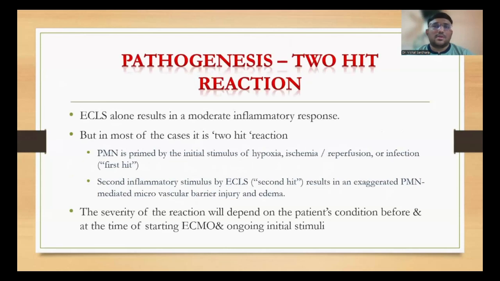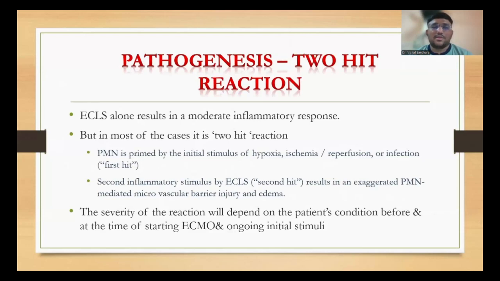So, the pathogenesis of the two-hit reaction. ECLS alone results in a moderate inflammatory response. But in most cases, in the two-hit reaction, PMN is primed by an initial stimulus of hypoxia, ischemia, reperfusion, or infection. That is the first hit, and the second inflammatory stimulus is given by the ECLS circuit. That second hit results in exaggerated PMN-mediated microvascular barrier injury and edema.